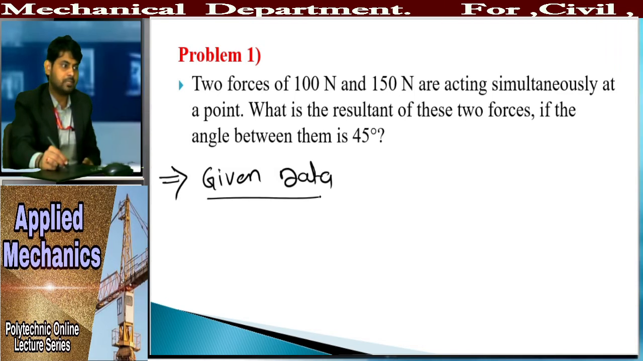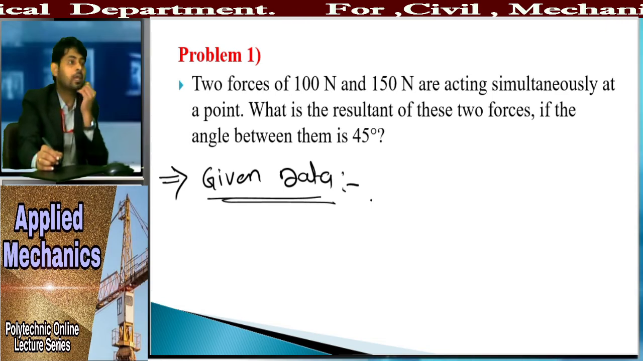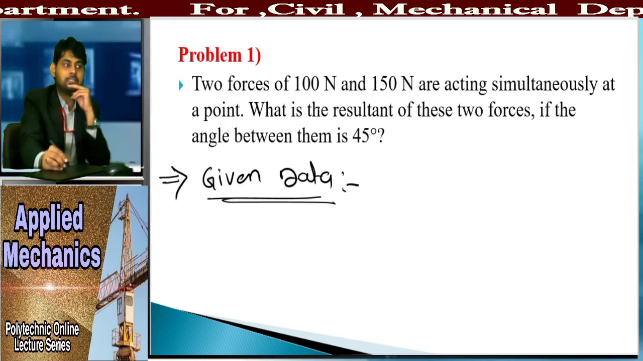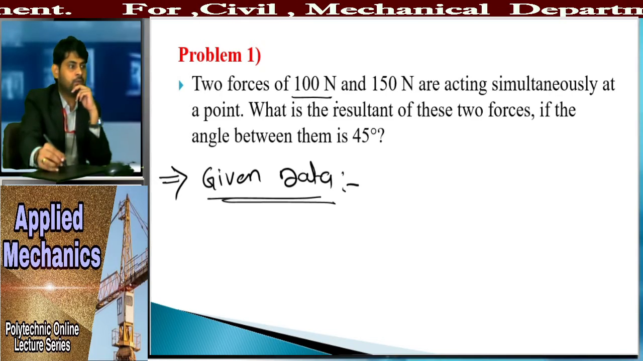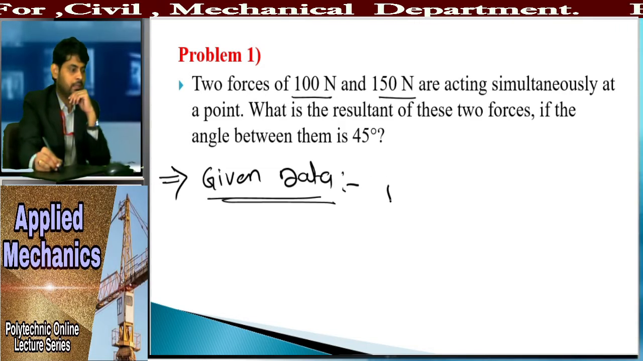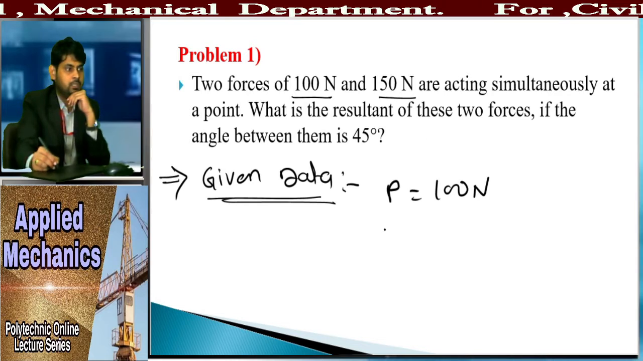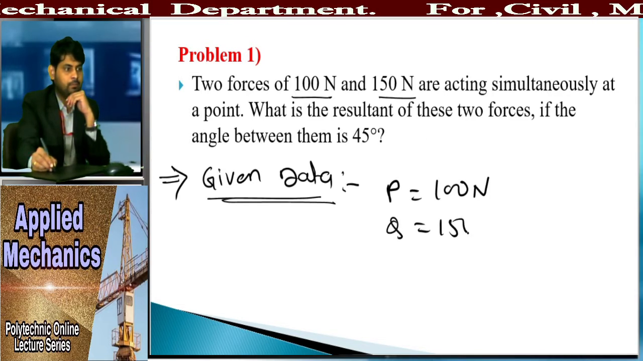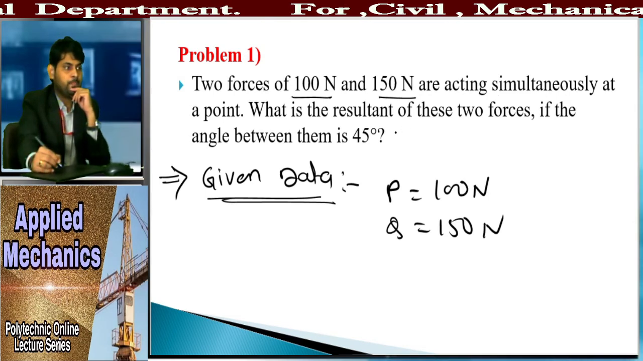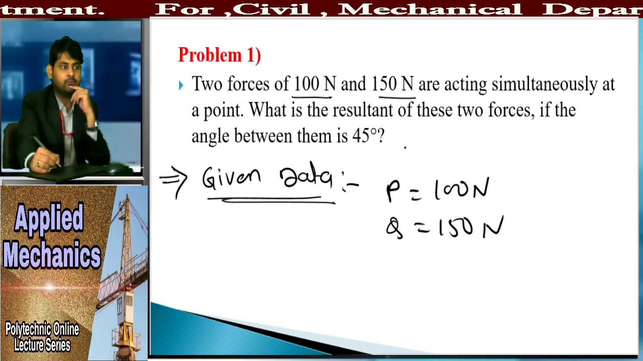So based on the previous derivation, we are able to solve this problem. Two forces are given: one is 100 Newton and the second one is 150 Newton. So our first force is P, that is 100 Newton, and the second force is Q, that is 150 Newton. They are acting simultaneously at a point. What is the resultant of these forces if the angle between them is 45?